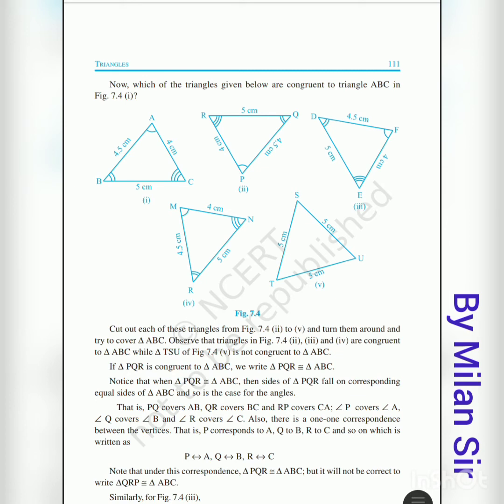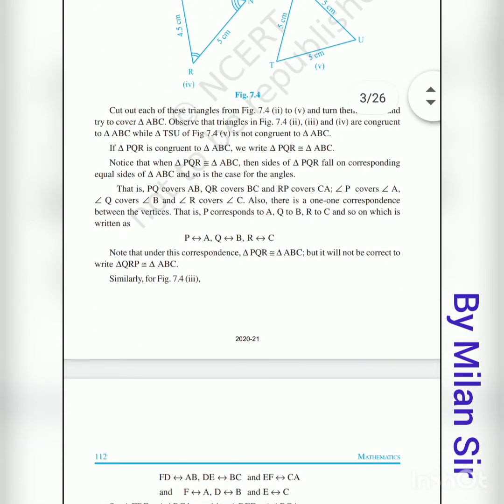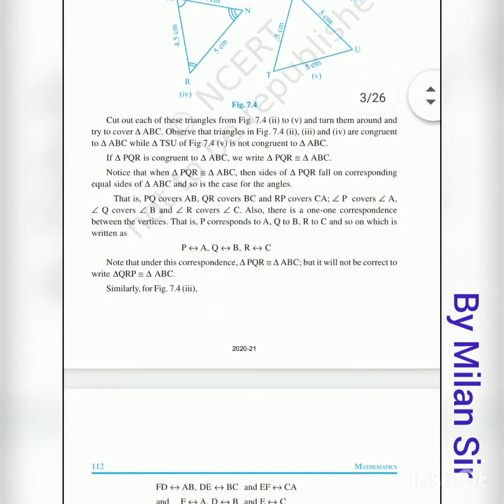And at last, here all sides are 5 centimeter, 5 centimeter. Here we have only one side equal to 5 centimeter, so these two triangles are not congruent triangles. Okay, these two triangles are not called congruent triangles. Done. This is the congruency.